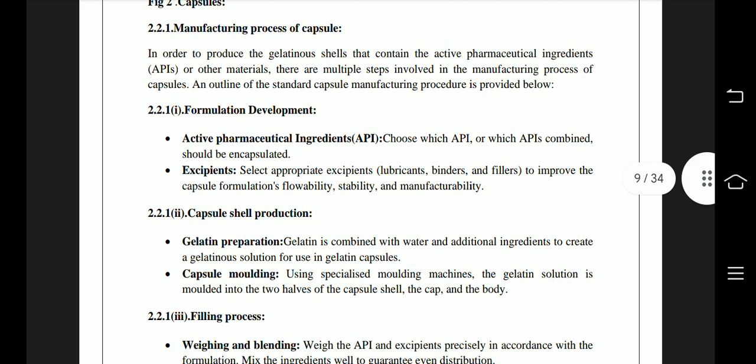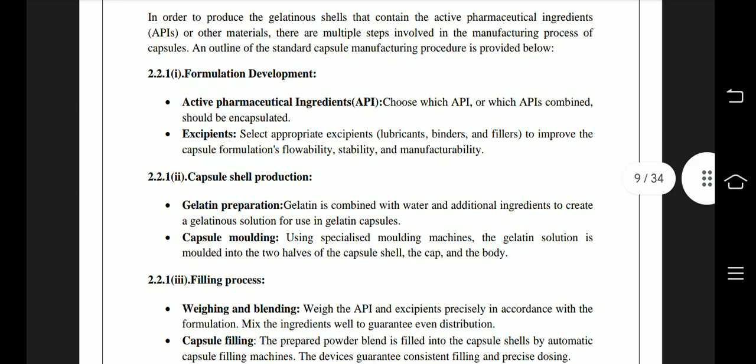The first point is formulation development. Two points involved in formulation development: active pharmaceutical ingredients and excipients. Active pharmaceutical ingredients: choose which API, or which APIs combined, should be encapsulated. Next one is excipients. Select appropriate excipients like lubricants, binders, and fillers to improve the capsule formulation's flowability, stability, and manufacturability.